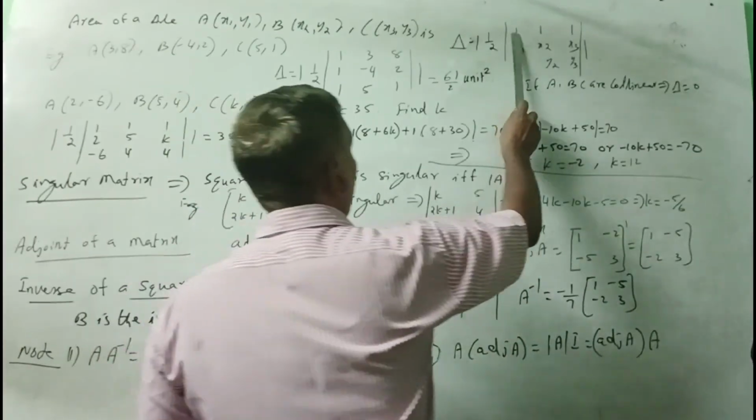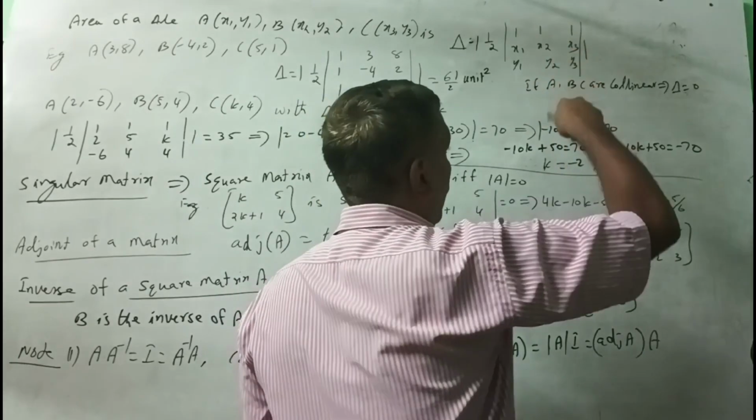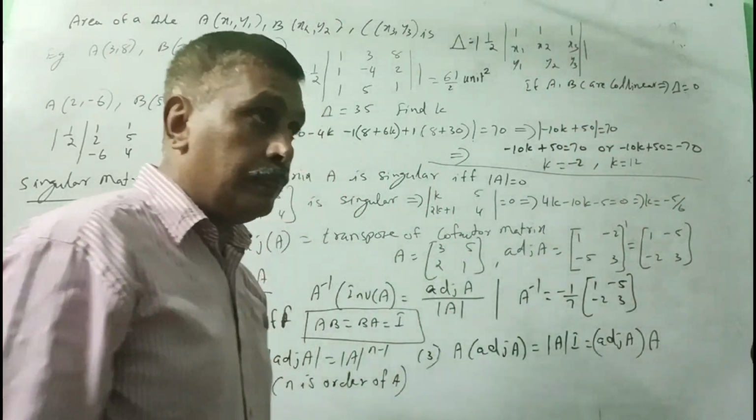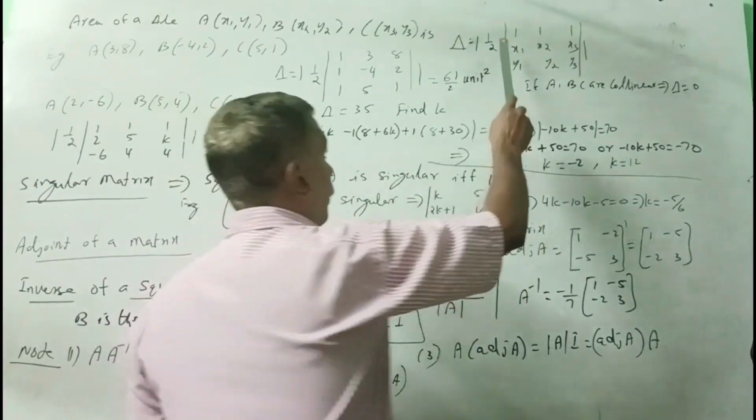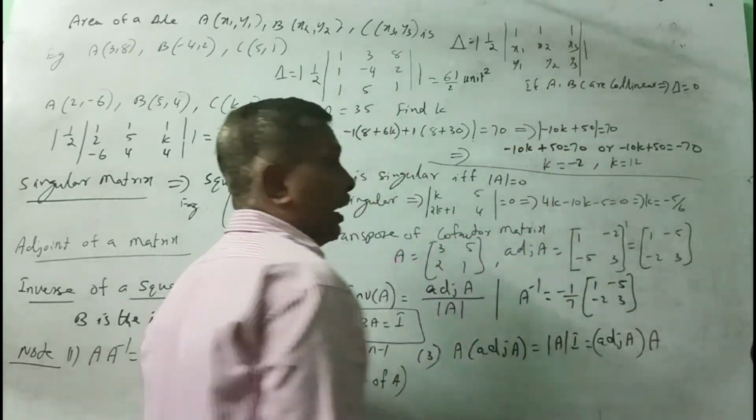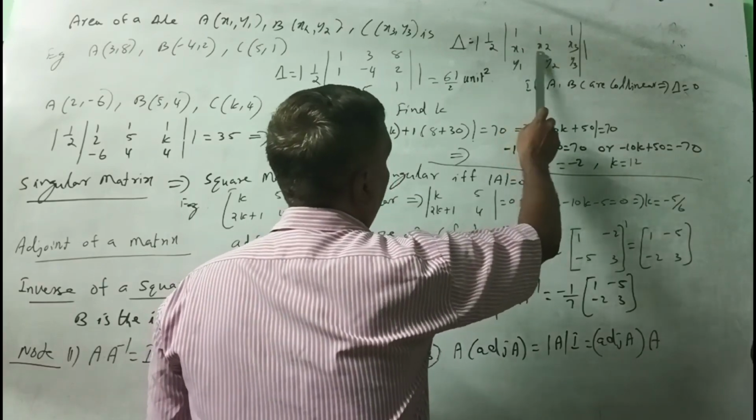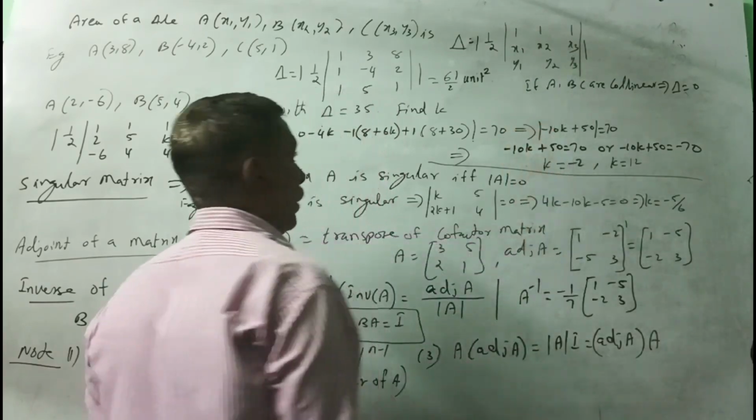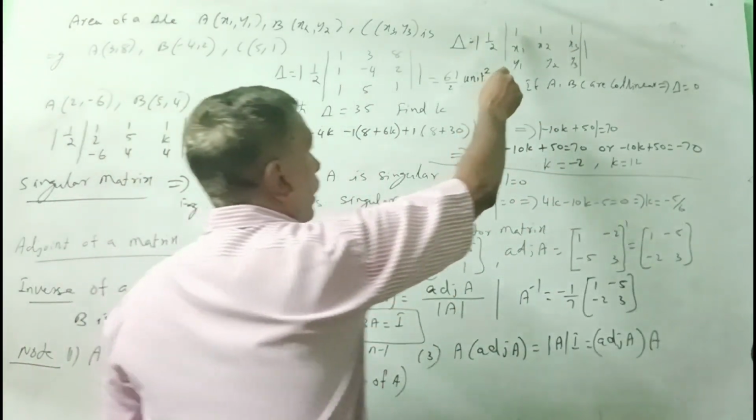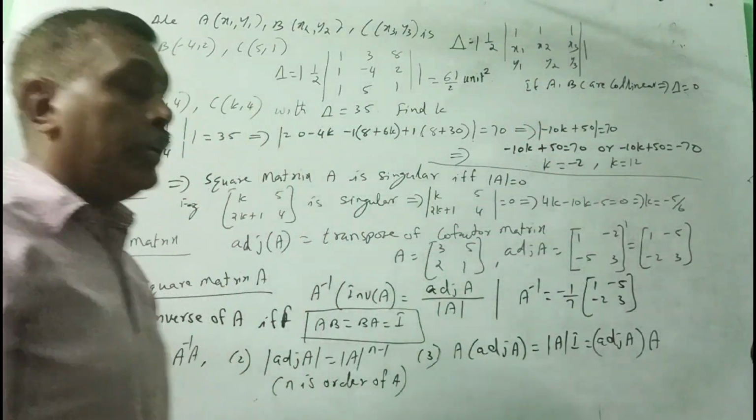You take any one of the rows or a column as 1, 1, 1. I took 1, 1, 1 in the first row. You may take this 1, 1, 1 in a row or a column. But if you are taking 1, 1, 1 in the first row, then correspondingly you write the other vertices. With respect to that 1, 1, 1, you write x coordinates and y coordinates. You may write 1, 1, 1 in the column, then with respect to the column you write the x coordinate and y coordinate.